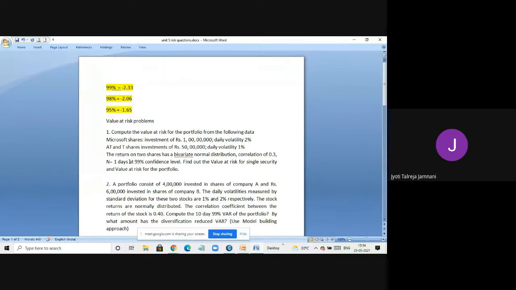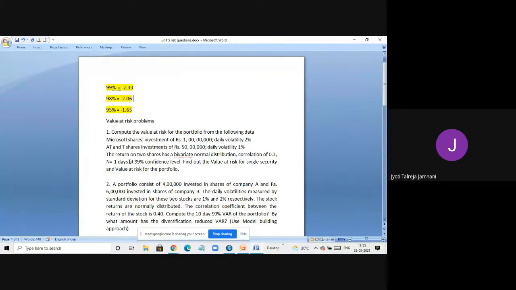Okay, so let's start with the first problem. Compute the value at risk for the portfolio from the following data. So they've given you Microsoft shares. Investment in that shares is 1 crore. Daily volatility is 2%. Then there is an investment in AT&T company shares. Investment in those shares is 50 lakh and daily volatility is 1%.